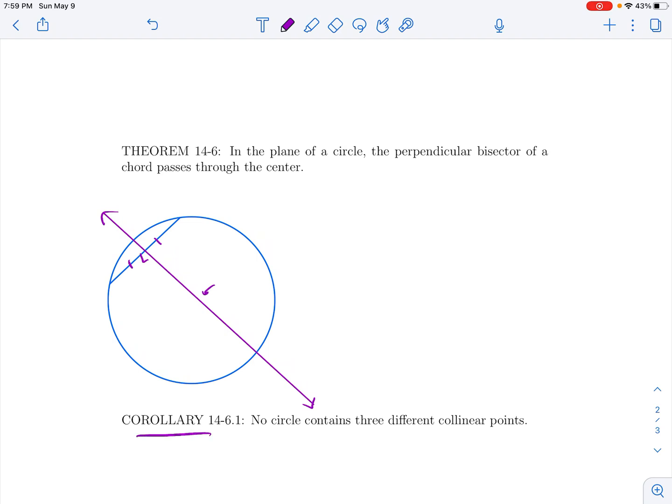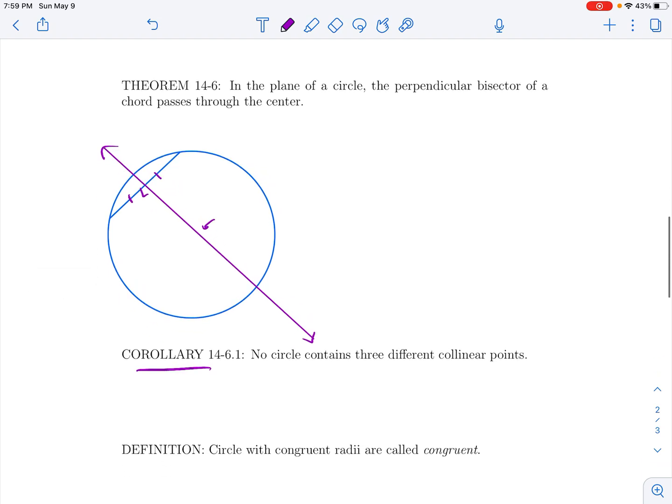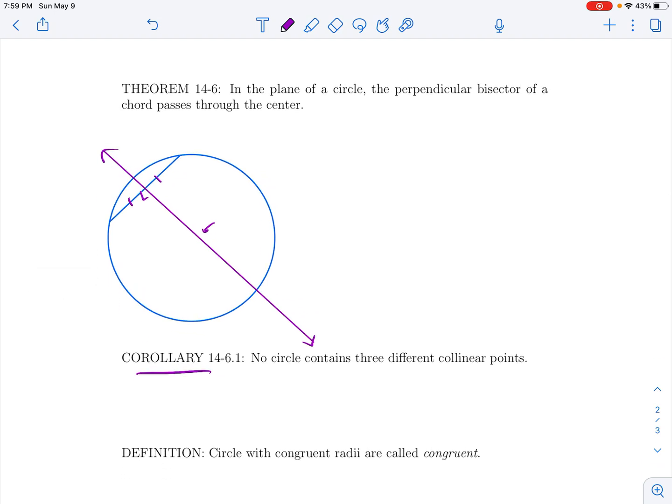And a corollary that we could use here, I'm not going to dwell on this. This is something that probably feels very obvious but might be tricky to prove, is that no circle contains 3 different collinear points. Another way of saying that is no line intersects a circle more than twice.